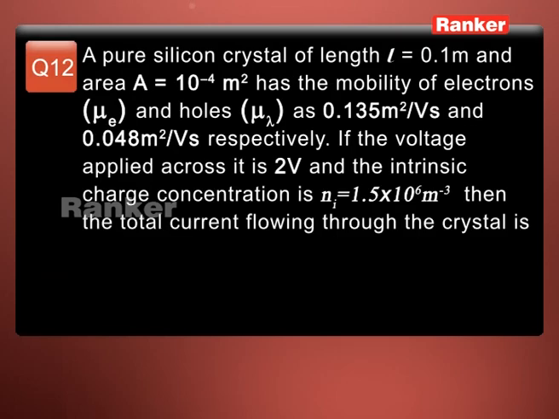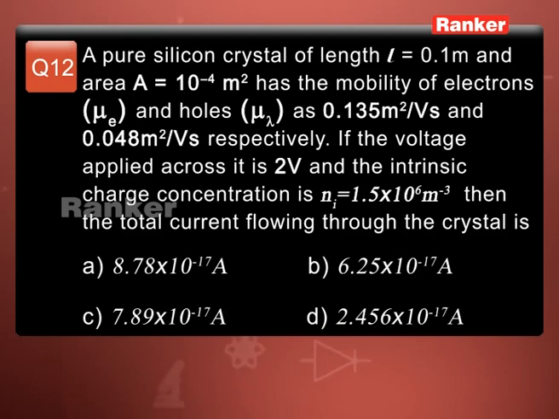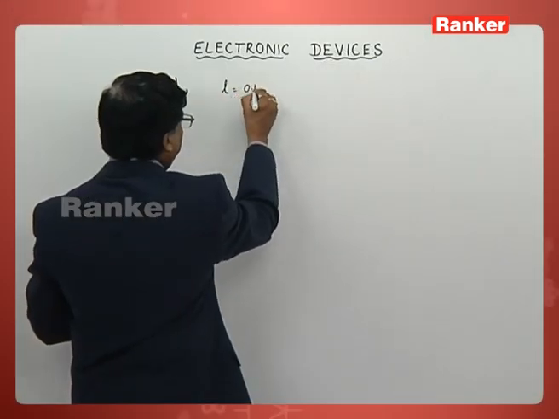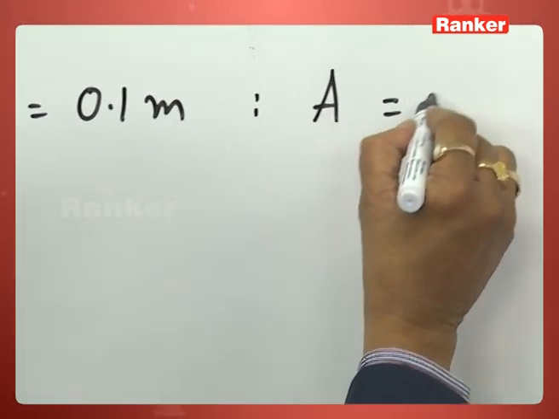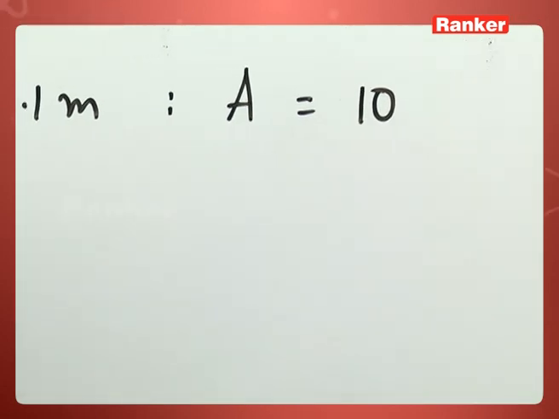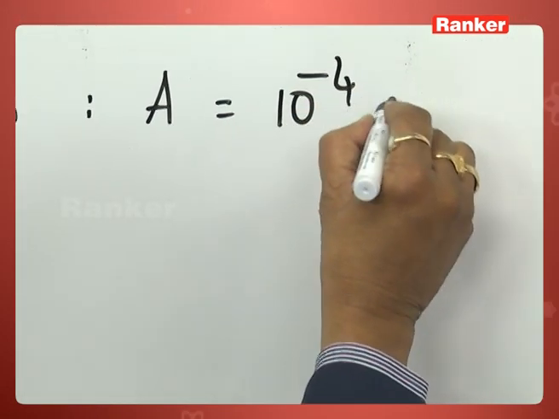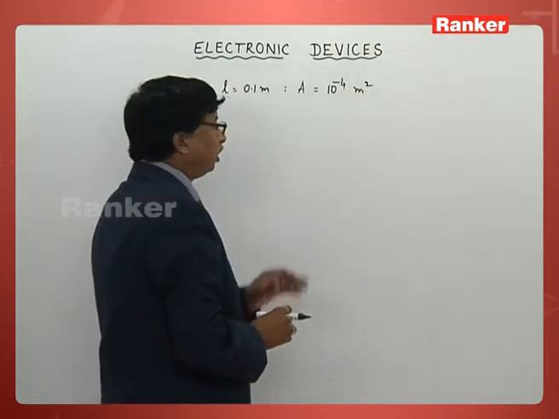A pure silicon crystal of length 0.1 meter and area 10 power minus 4 meter square has mobility of electrons mu e and holes mu h as 0.135 meter square per volt second and 0.048 meter square per volt second respectively. What are the values given? Let us first of all write. Length is given 0.1 meter. That is one value which has been provided to us, and area is given something like 10 power minus 4 meter square. That also is given in meter square only, so no need for us even to convert its value anymore.